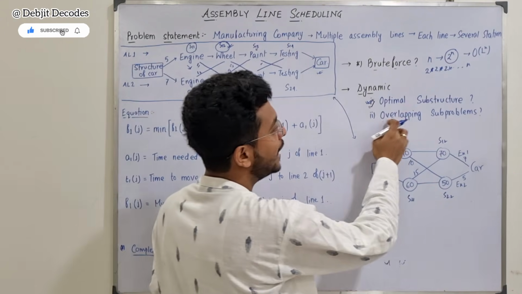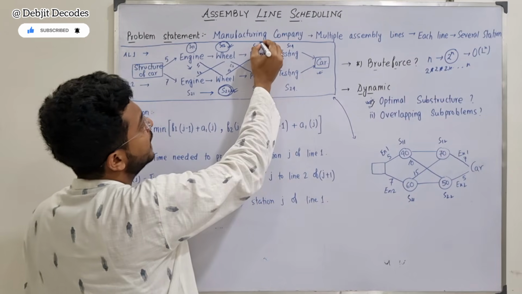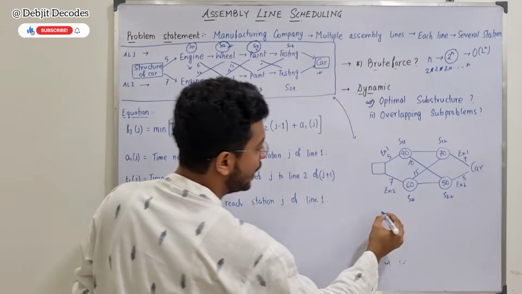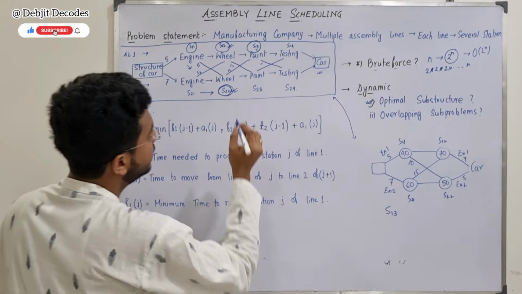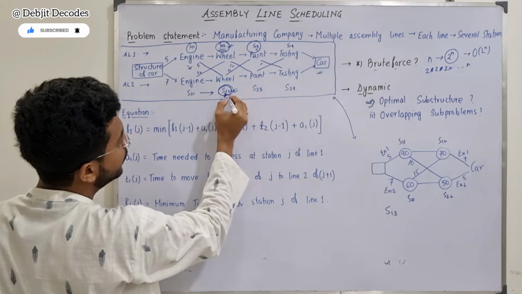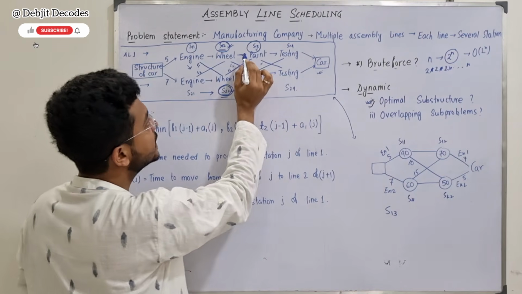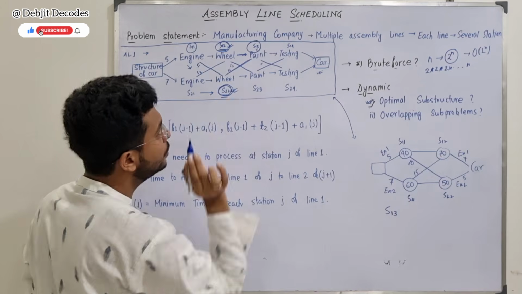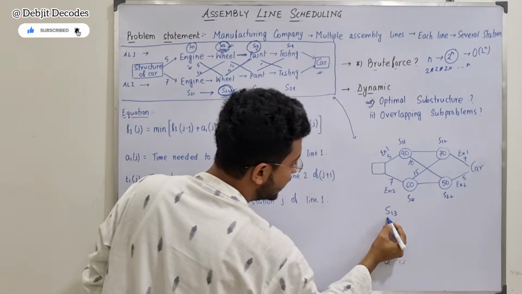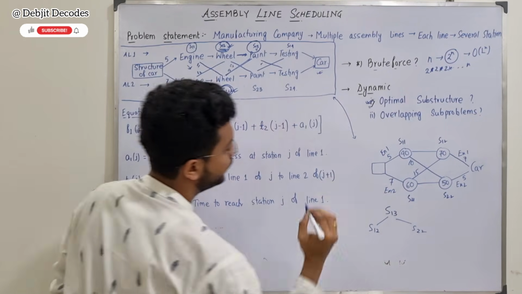The next one is overlapping subproblems. So is there any overlapping subproblem? Let us see. Suppose you want to calculate S13. What do you need to calculate S13? Either it can come from S12 or it can come from S22. That is, it can come via this path or via this path. So S13 is coming from S12 or S22, right?